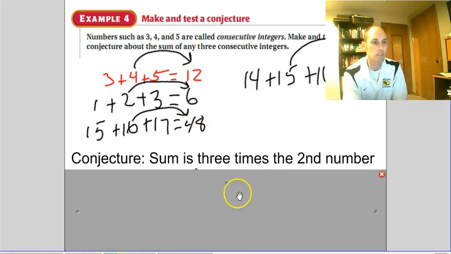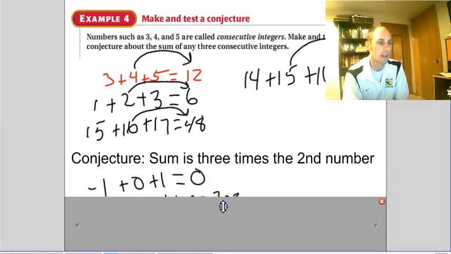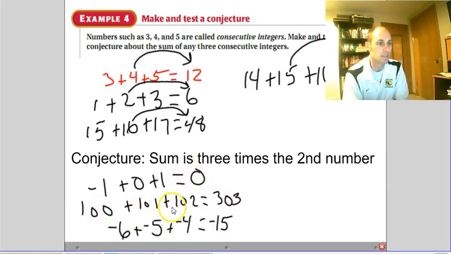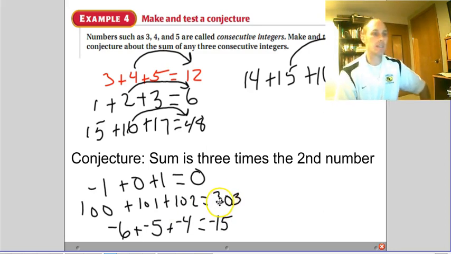And now when I test it, I need to try some different variations. Like throw a negative and a 0 in there. 0 times 3 is 0. That works. Throw a larger number in there. See if it holds true with large numbers. Well, 101 times 3 is 303, so that still works. Throw negatives in there. See if it works with negatives. And it still does. So once you get a conjecture, you need to test it out with many different types of numbers. Here, my first conjecture that they were even worked because, well, I started with all odd numbers. You got to change things up a little bit.